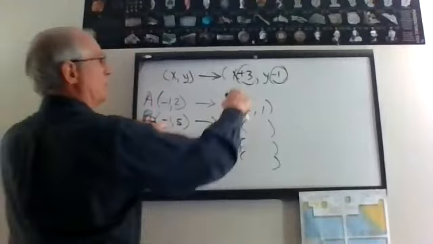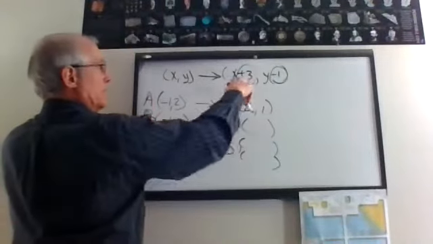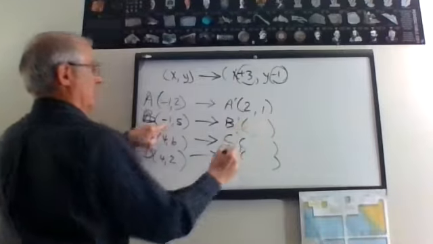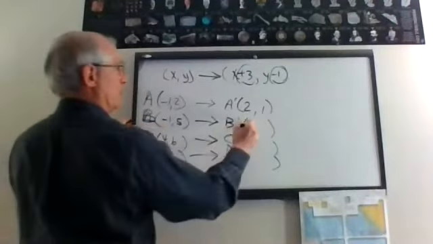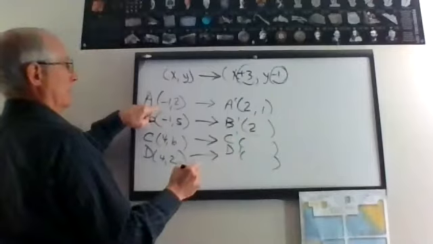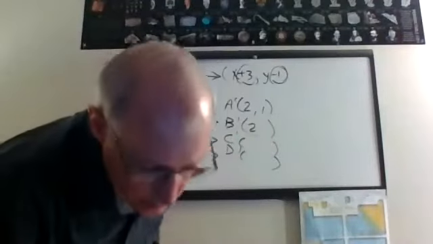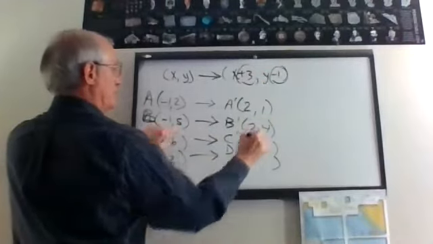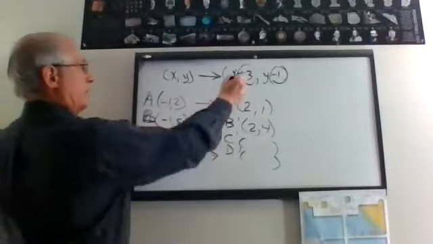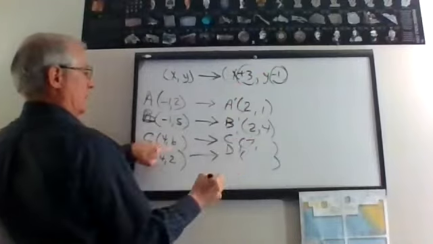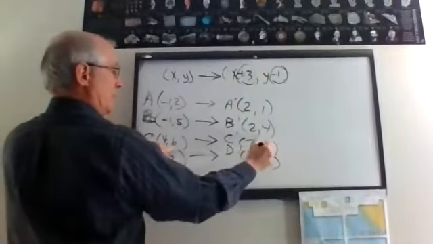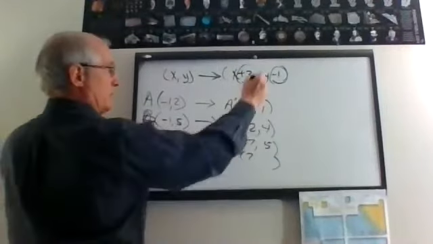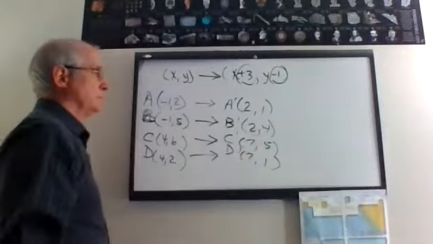And we're going to subtract 1. So from -1, we're going to add 3. So -1 plus 3 is 2, right? That's the same. And 5 minus 1 is 4. And 4 plus 3 is 7. And 6 minus 1 is 5. We got 4 plus 3 is 7, and 2 minus 1 is 1.